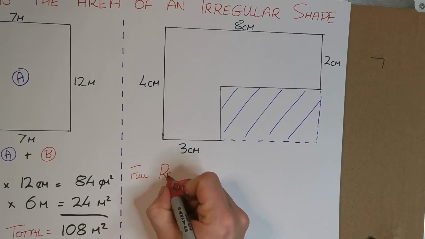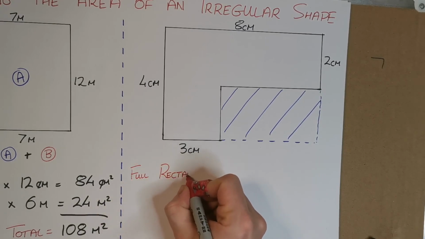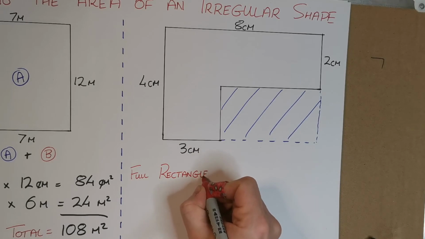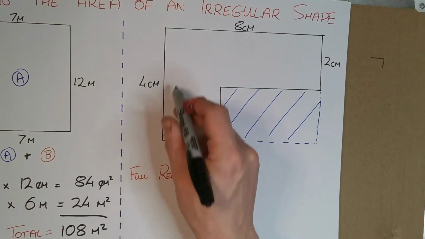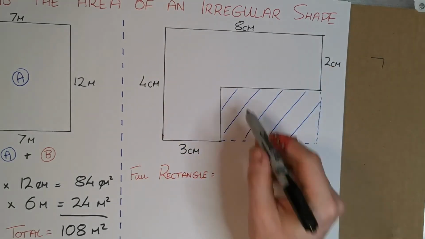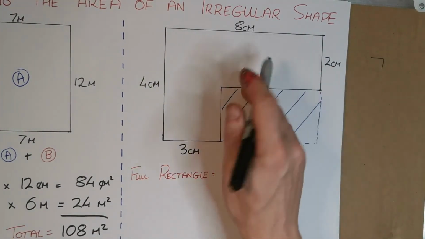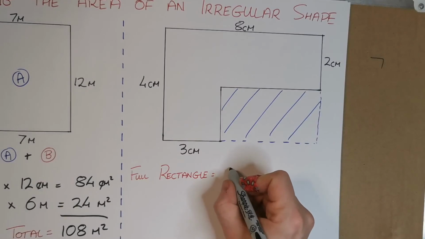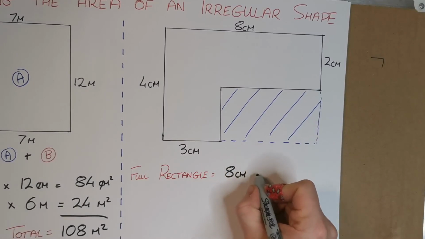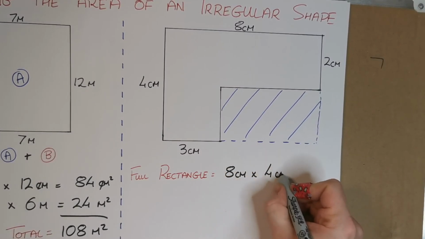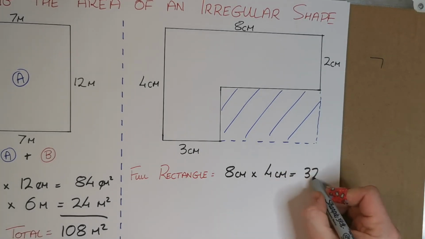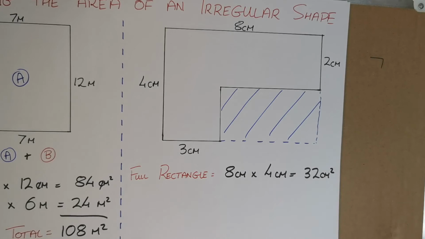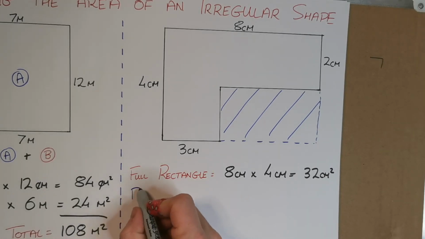So say our full rectangle. Our full rectangle would have originally had a full width of 4 and a full length of 8, which gives us all of this big rectangle here, including the blue section. So that's going to be 8 centimeters by 4 centimeters, and 8 by 4 gives us 32 centimeters squared. And now let's look at the blue section, right?